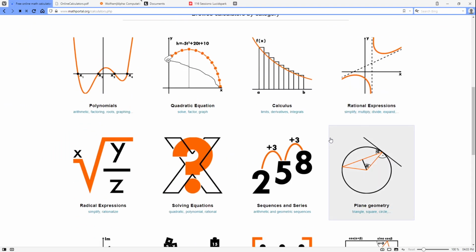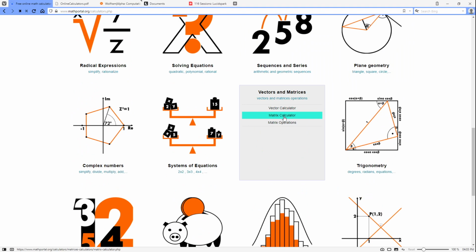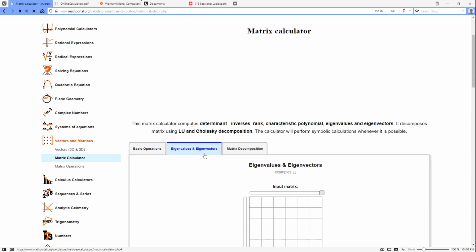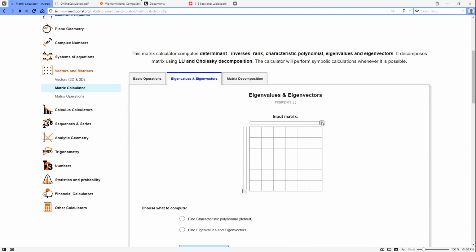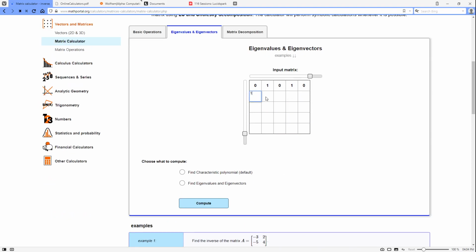We want to go into Matrices, into the matrix calculator, I think. Eigenvalues and eigenvectors. We want a 5 by 5, and put the numbers in: 0, 1, 0, 1, 0; 1, 0, 1, 0, 0; and so on. There. Then we want to say find eigenvalues and eigenvectors.